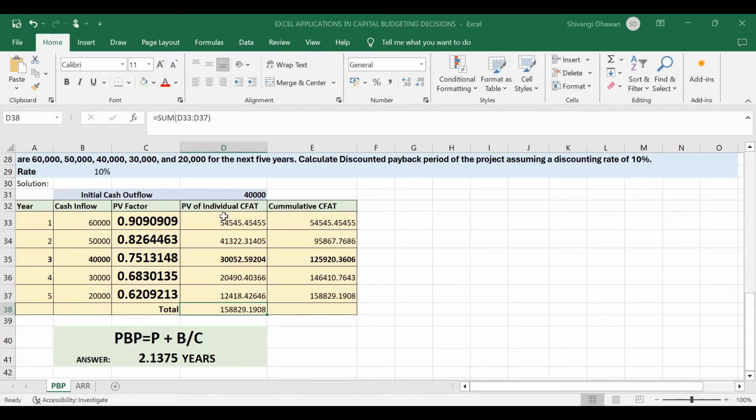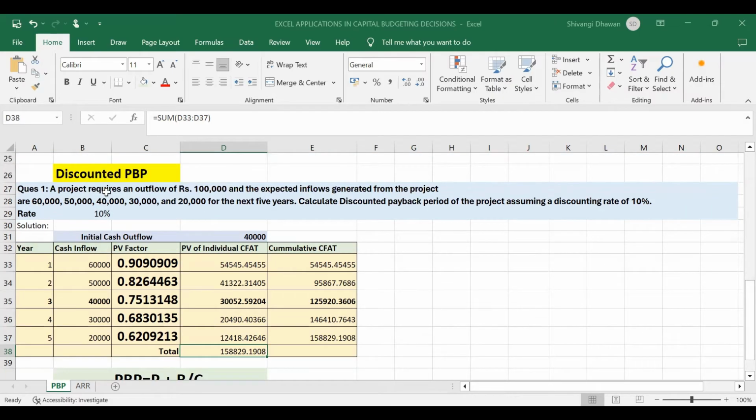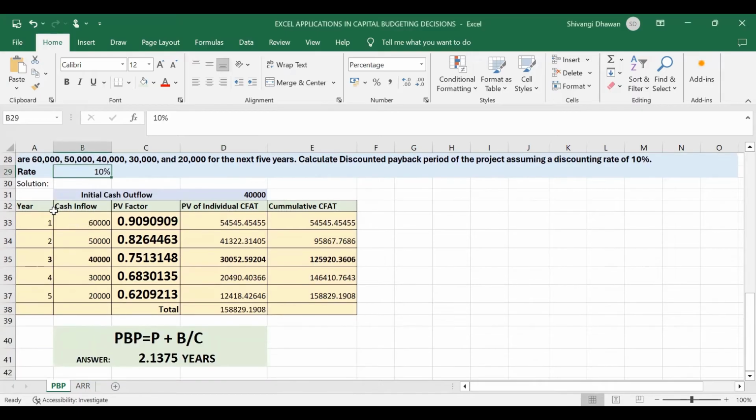So in this question, a project requires an outflow of rupees 1 lakh and the expected inflows generated from the project are 60,000, 50,000, 40,000, 30,000, and 20,000 for the next 5 years. Calculate discounted payback period of the project, assuming the discounting rate is 10%. So here we have written the rate as 10%.